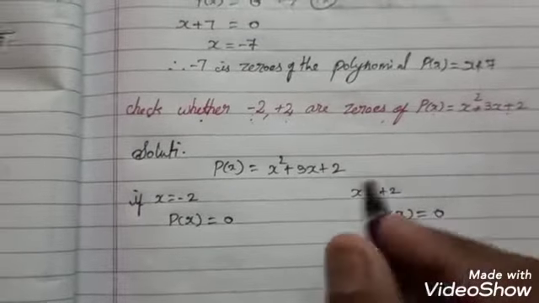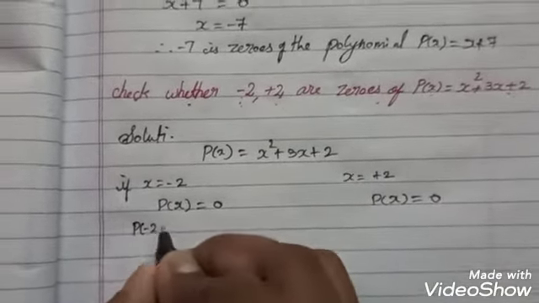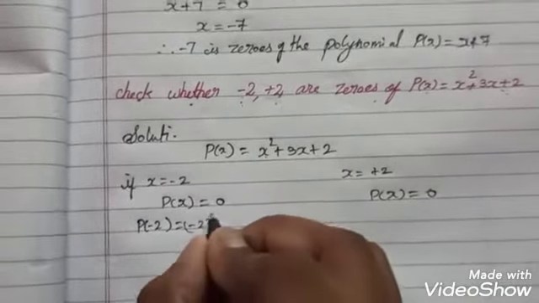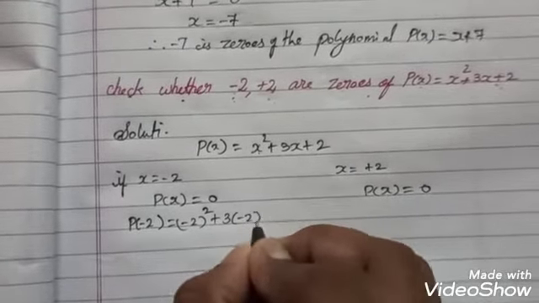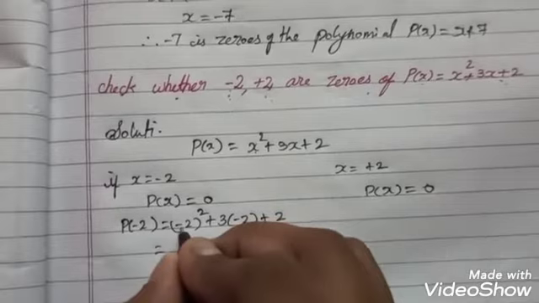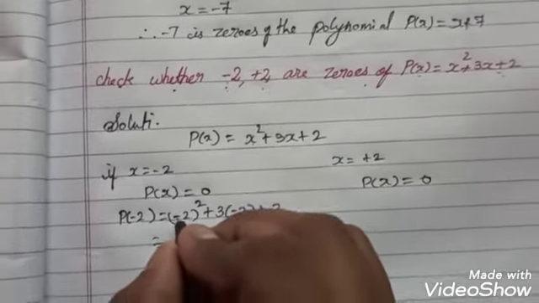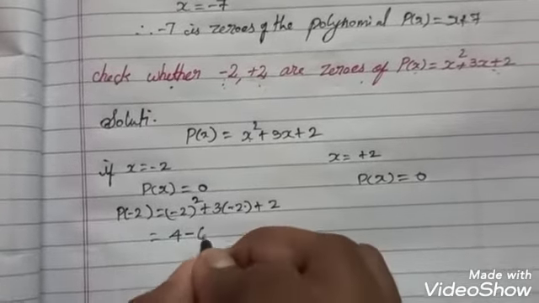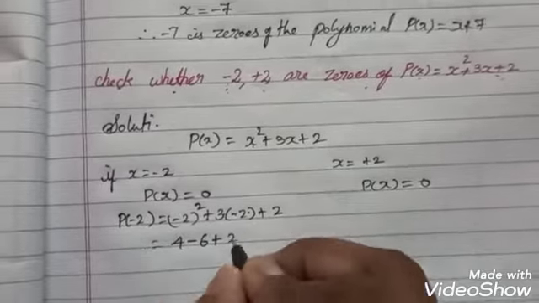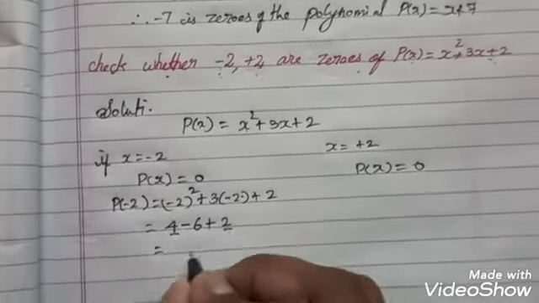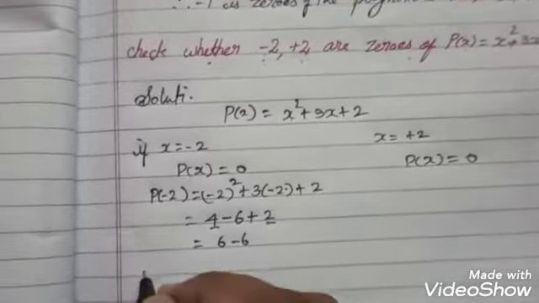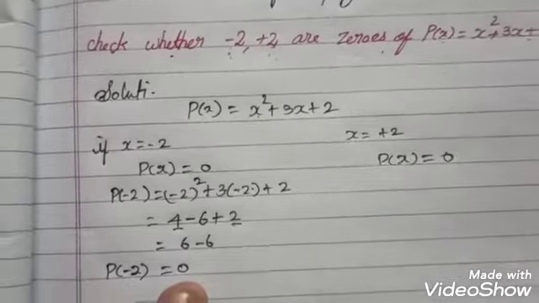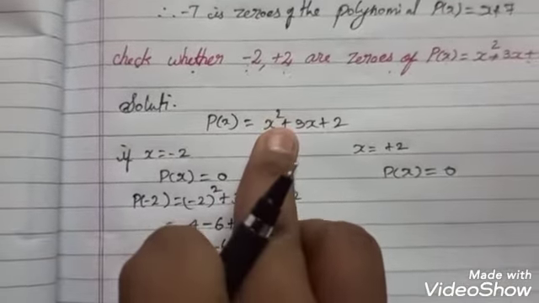And next, you have to substitute. p of minus 2 is equal to, instead of x you substitute minus 2: minus 2 power 2 plus 3 into minus 2 plus 2. Here minus into minus is plus, 2 twos are 4; plus into minus is minus, 3 twos are 6; plus 2. Here plus 4 plus 2 gets 6, minus 6. So p of minus 2 becomes 0. So in this condition, you know minus 2 is a zero of the polynomial p of x.